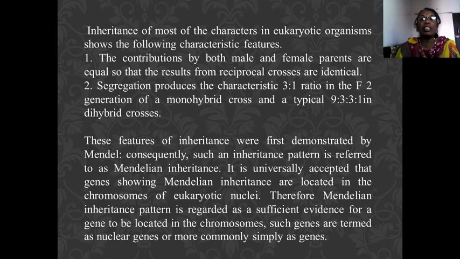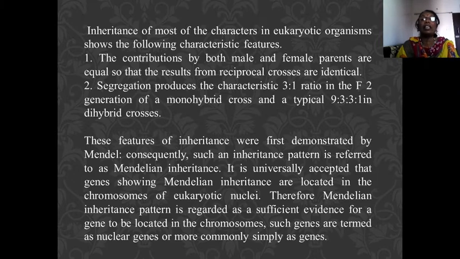But reciprocal crosses give different results in the case of maternal inheritance. What that is, we will study on a further slide. Then segregation produces the characters in the ratio 3:1, and in the F2 generation we observe the ratio 9:3:3:1 in the case of a dihybrid cross, and in a monohybrid cross we observe the ratio 3:1.